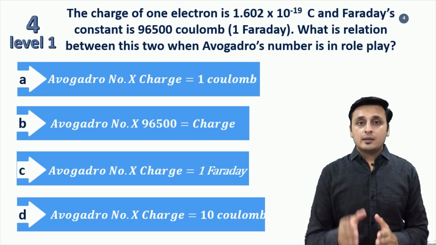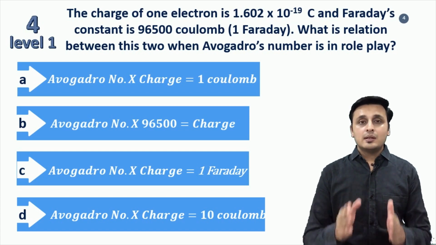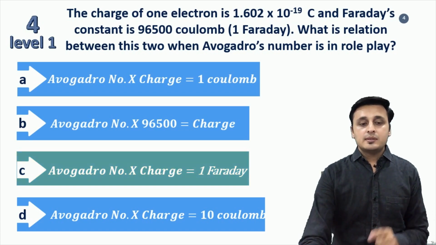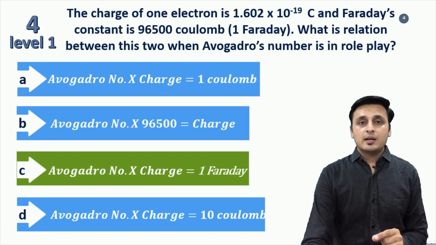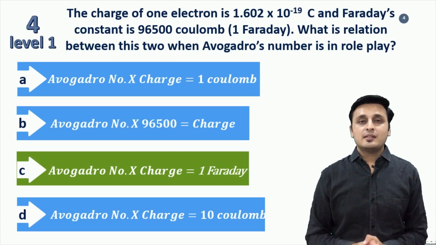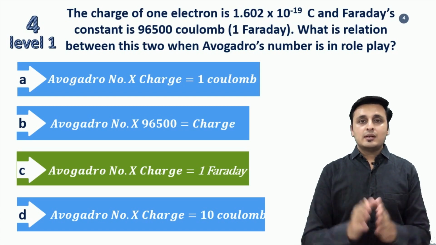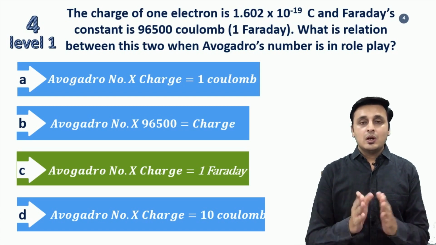And the correct answer for this question, that is the relationship, is option C, that is Avogadro's number into charge is equal to 1 Faraday, which is equal to 96500 coulomb. So the correct answer for this question is option C.